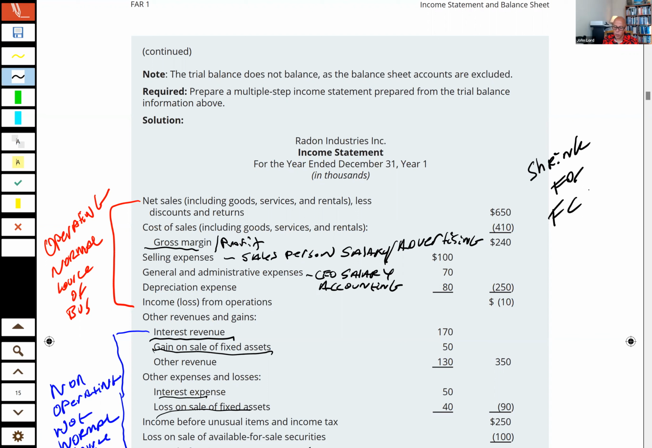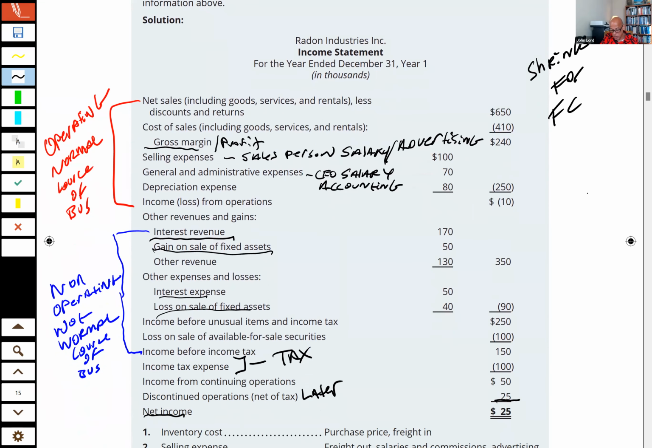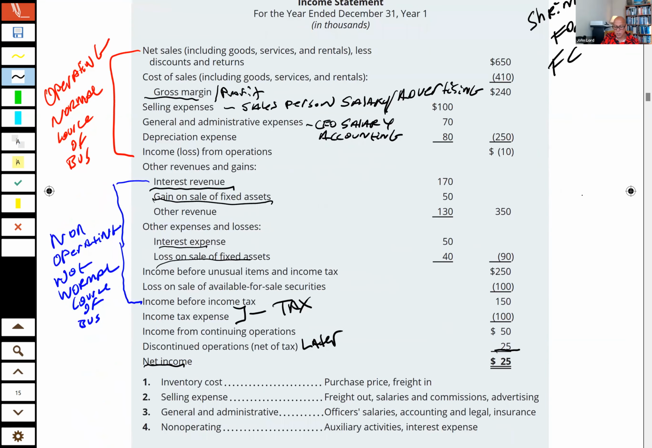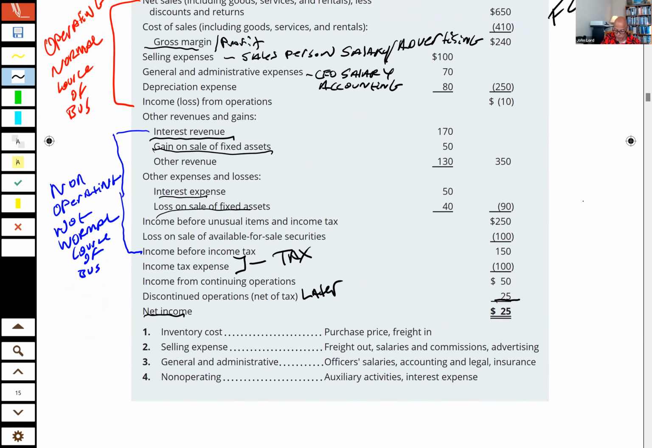Carry this thing around with you and look at it just prior to going into your exam so that you can sit there and remember the nature as to how the multiple step income statement is laid out.